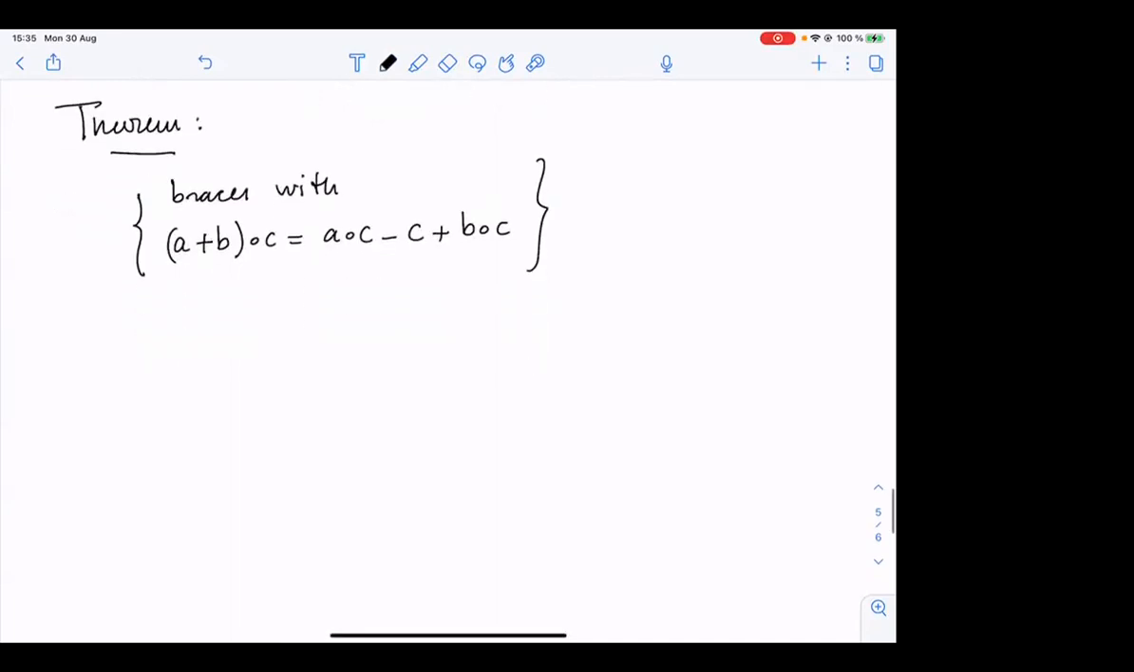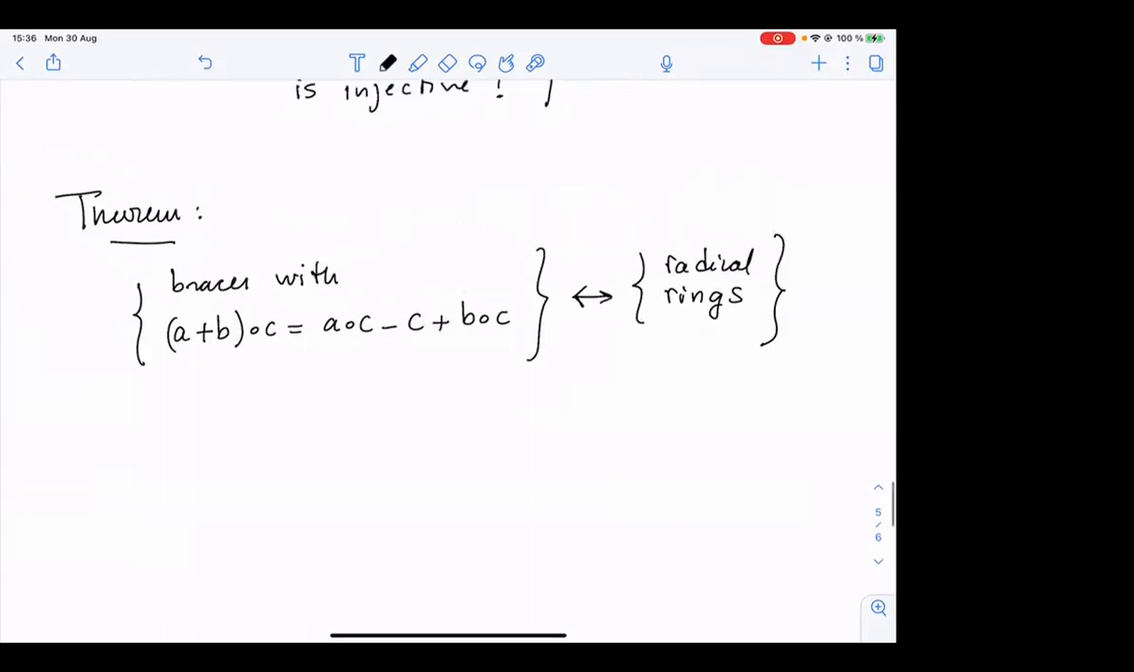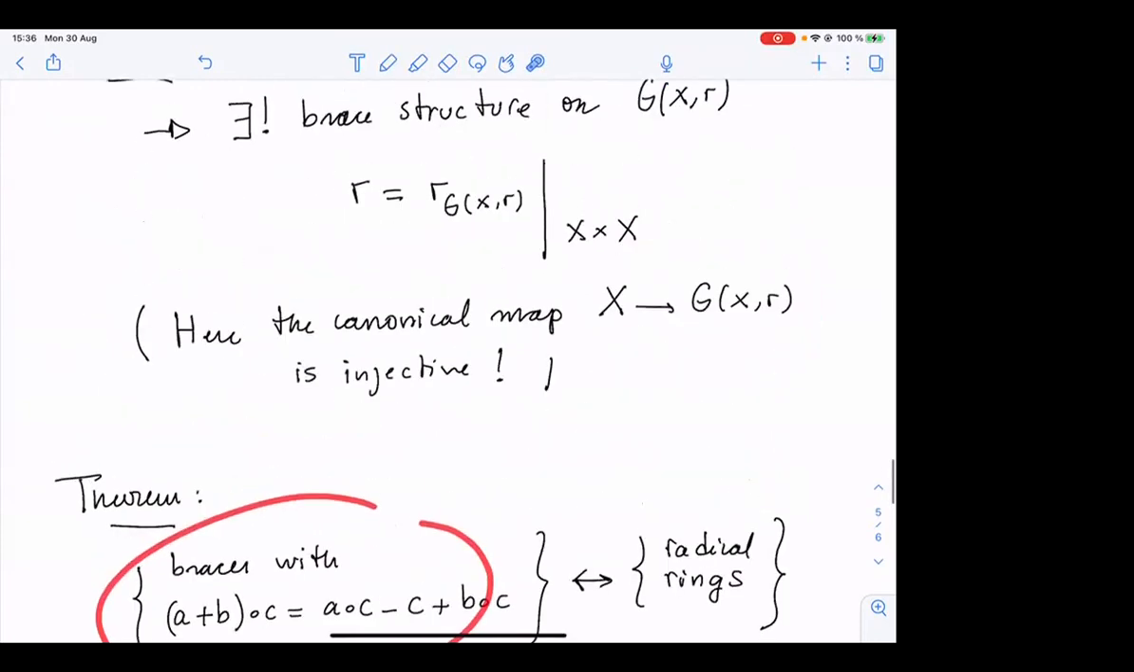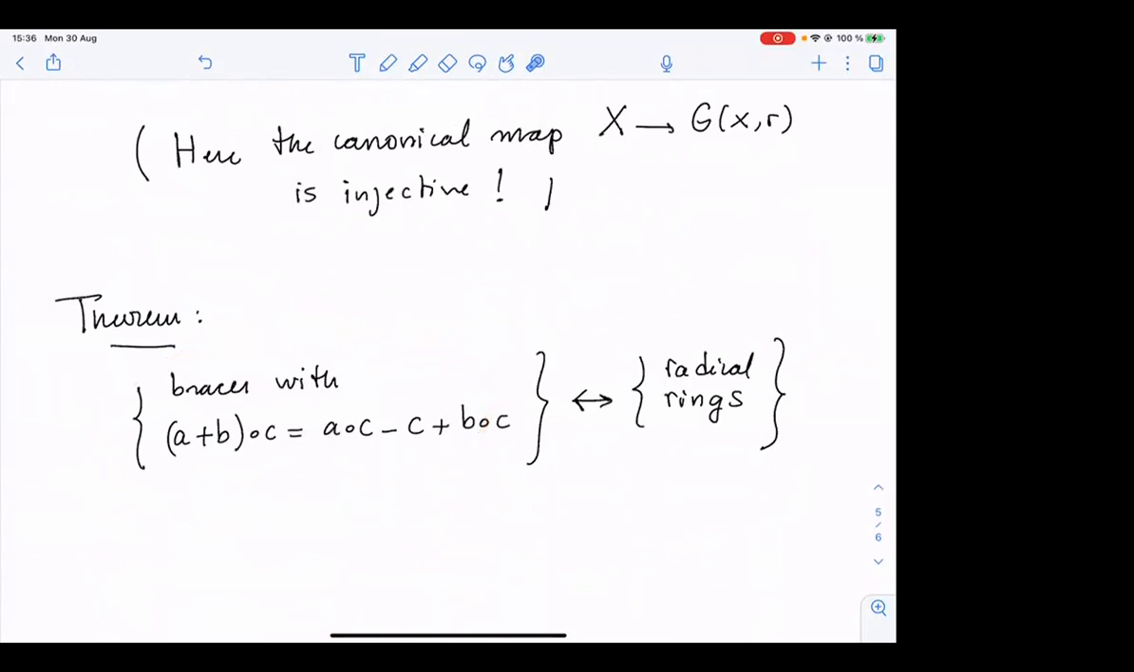So braces with this, where this distributivity holds, are the same as radical rings. Essentially, what this kind of result tells you is that you can use ideas from ring theory in order to study solutions. And this is a very, very powerful approach.